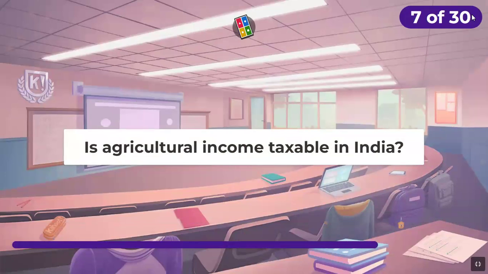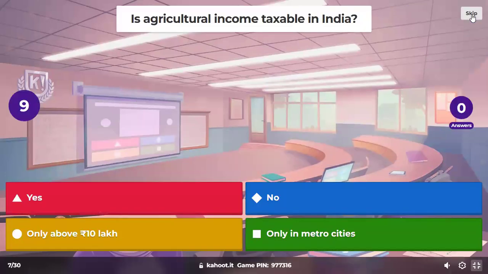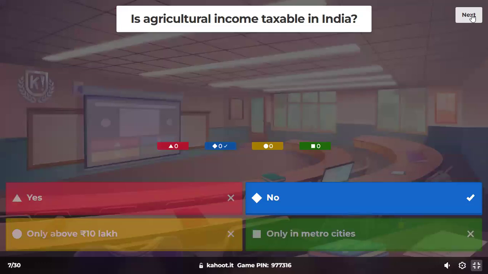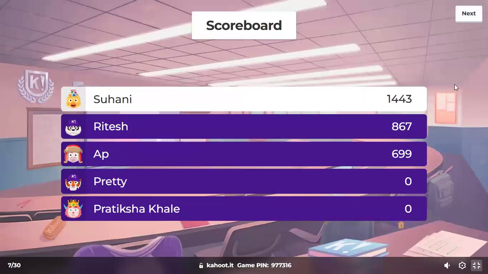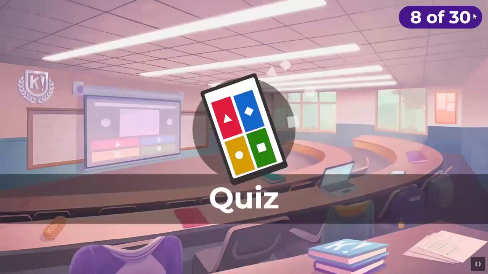Is agriculture income taxable in India? Red, yes; blue, no; yellow, about 10 lakhs; and green, only in metro cities. The correct answer, no, agriculture income is not taxable. Let's see who is on top. So it is Suhani who has given maximum right answers and scored high.